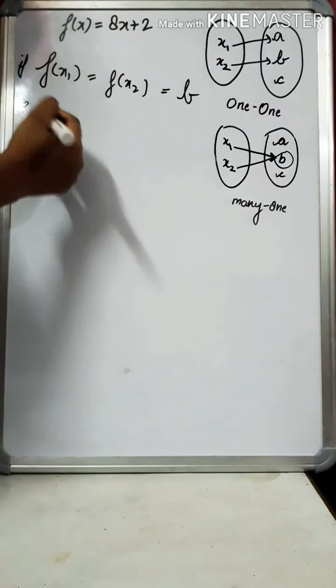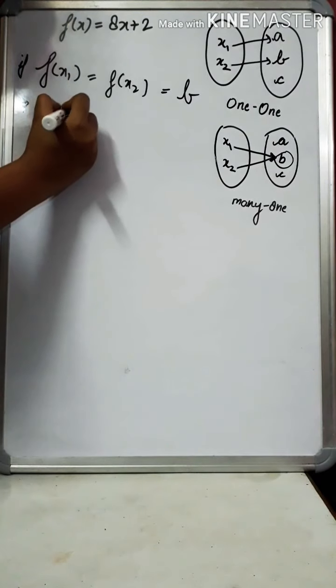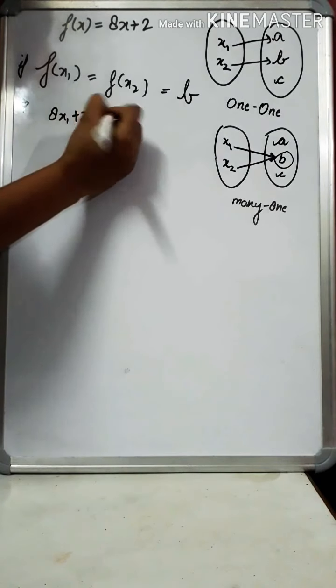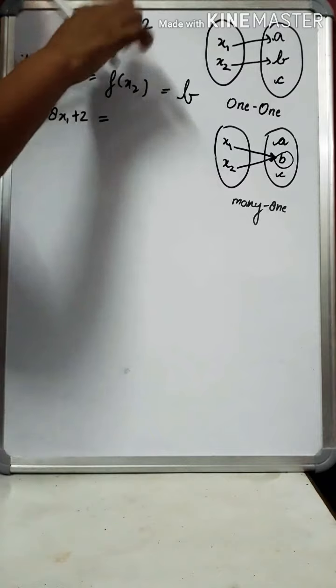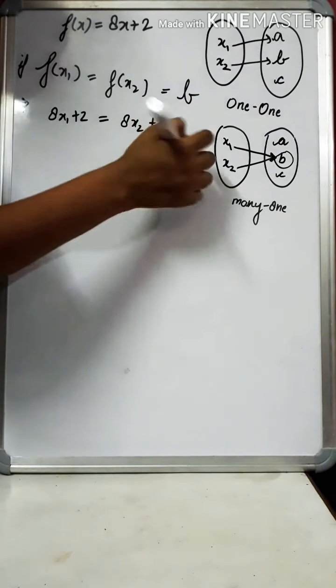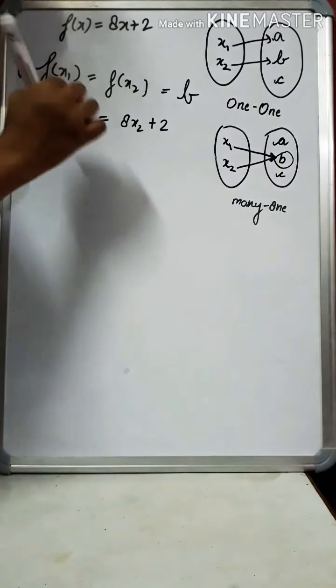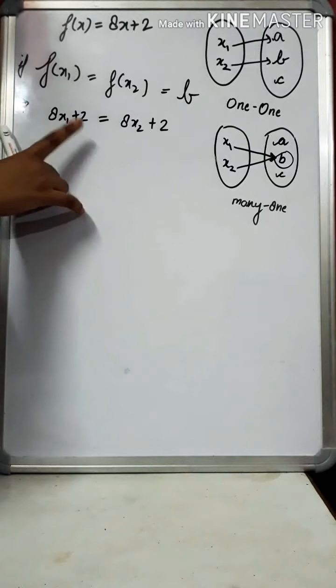Now let us take, if we put x1 in the function, we will get 8x1 plus 2, right? And similarly, when we put x2 in the function, we are going to get 8x2 plus 2. And we know that both of them are equal because the mapping is many-one, right? And we have assumed that our mapping is many-one. So what do you get? You get this.